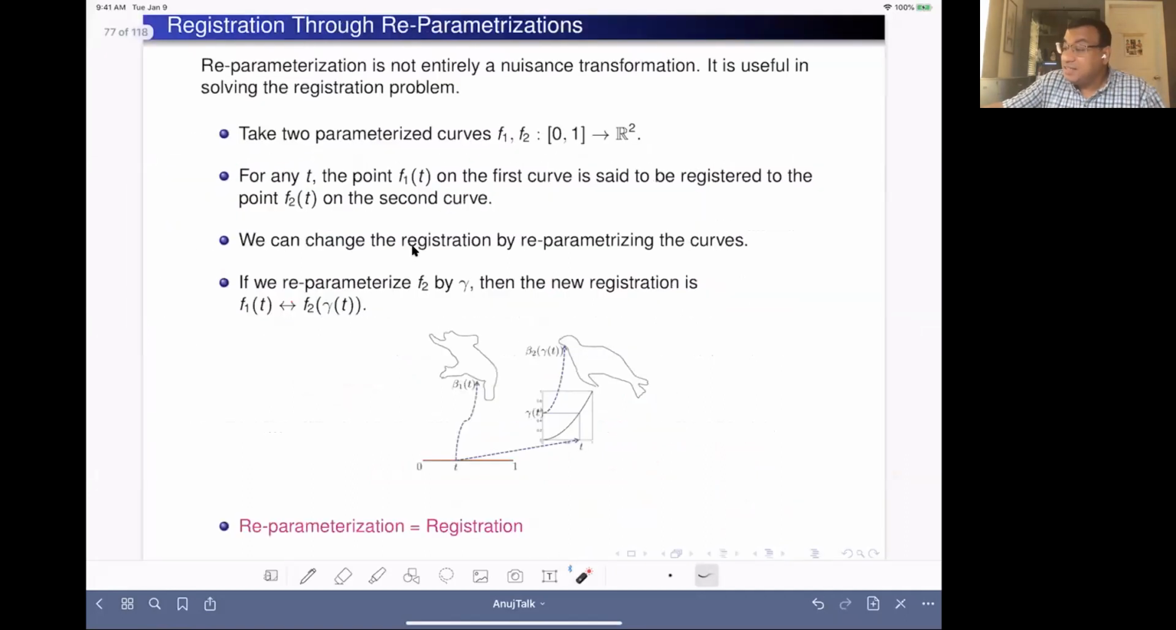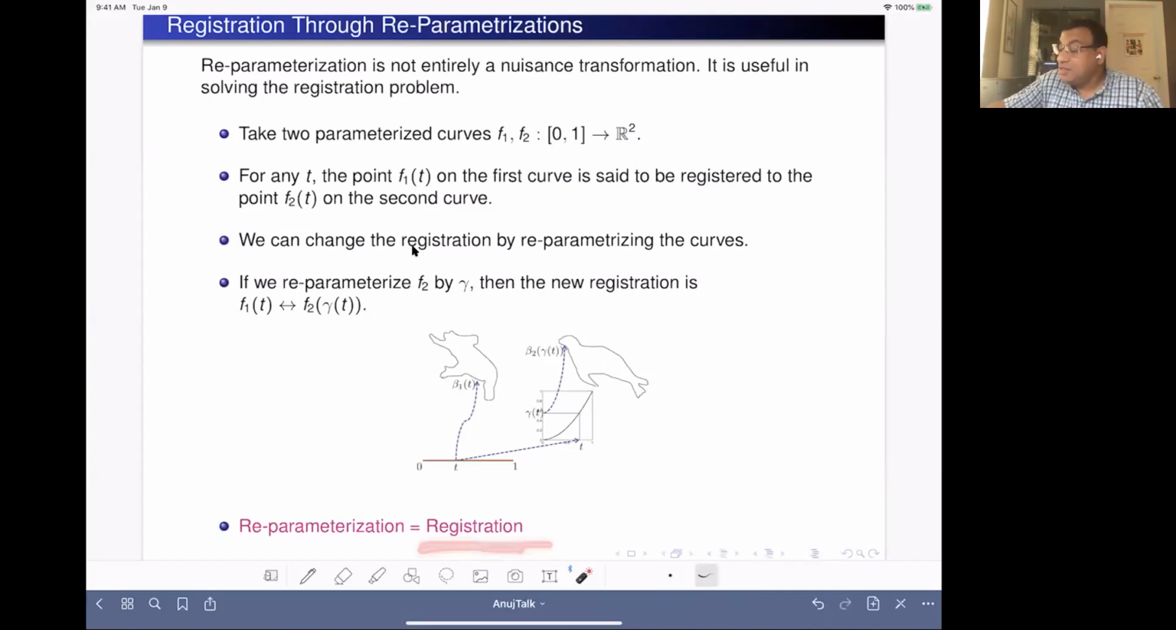There is another way to look at this problem. One way is to get rid of reparameterization and to have a shape metric which is invariant to all possible reparameterizations of a curve. The other is to actually not think of it as an enemy, but to think of it as a friend and use it for registration. Use it for registration. And this picture shows how.